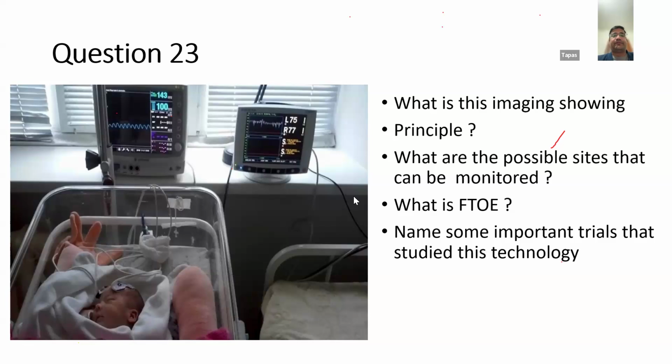NIRS. What is the principle? Beer-Lambert law. What is the possible site that can be monitored? Possible sites that can be monitored. One you can see in the image also. Head, abdomen. Okay, cerebral, mesenteric. Correct. So what is FTOE? What is this term FTOE? Expand FTOE.